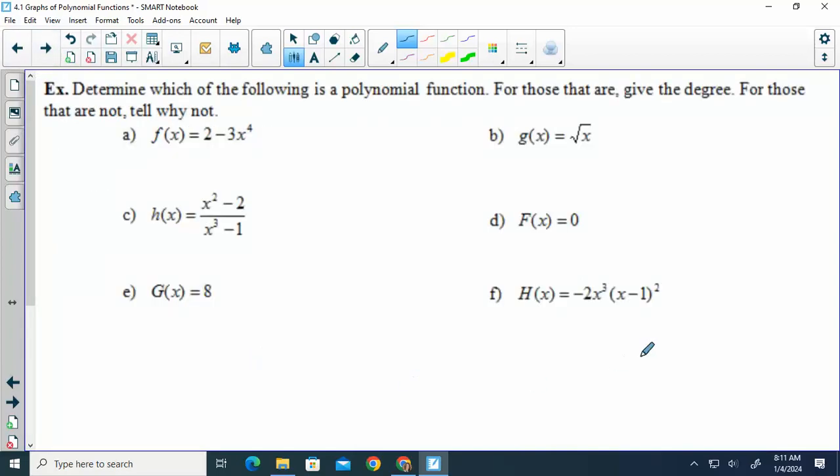So our first example, I want to look at each of these and decide if it is a polynomial. So we'll say yes or no, is it a polynomial? If it is a polynomial, we'll give the degree. If it's not, I want to tell why not. So is A a polynomial? Yes.